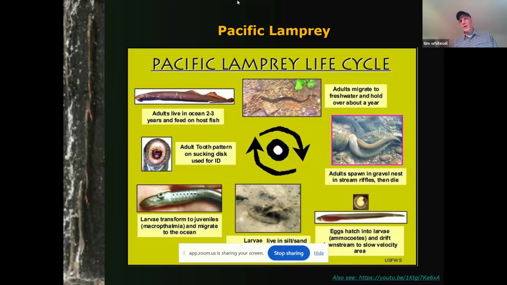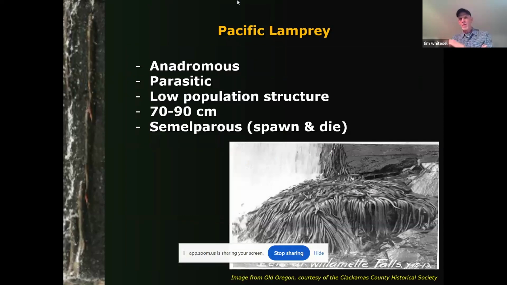All right, so quick and dirty on Pacific lamprey, their life history cycle. Again, summarizing, they're anadromous: freshwater, saltwater, back to freshwater. They're parasitic, so once they transform, they attach and feed off bodily fluids of their hosts. They have low population structure because they don't home. The adults end up, and this is a rough range, 70 to 90 centimeters. And again, they're semelparous. They spawn once and then they die.